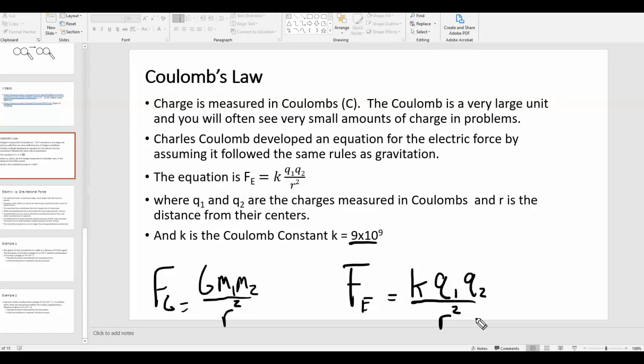So what does that mean? Q is a symbol for charge. Just as m1 and m2 are symbols for mass, Q is a symbol for charge. The unit for charge is called the Coulomb, just like the unit for mass is called the kilogram. Coulomb is named after a Frenchman, which is why you pronounce it like that. You don't say Coulombs, it's Coulomb. It's French. That's also why it's a capital C, because it's named after a person. So that's the unit for charge.